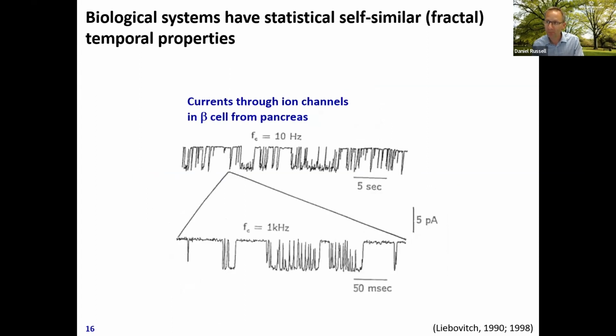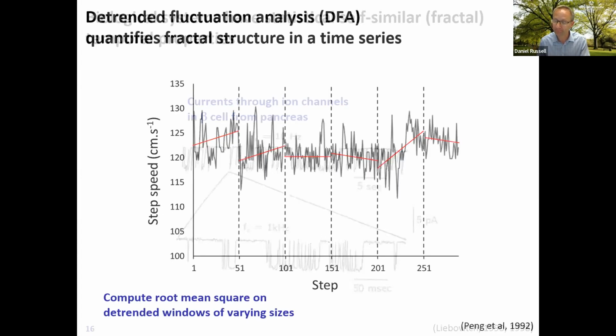There are also temporal properties that are fractal. Here you can see currents through ion channels in beta cells from the pancreas. If you zoom in with a higher temporal resolution, you see the same structure, these fractal properties. So that's at a real low level within us humans. Let's see what we see at a more behavioral level of humans.